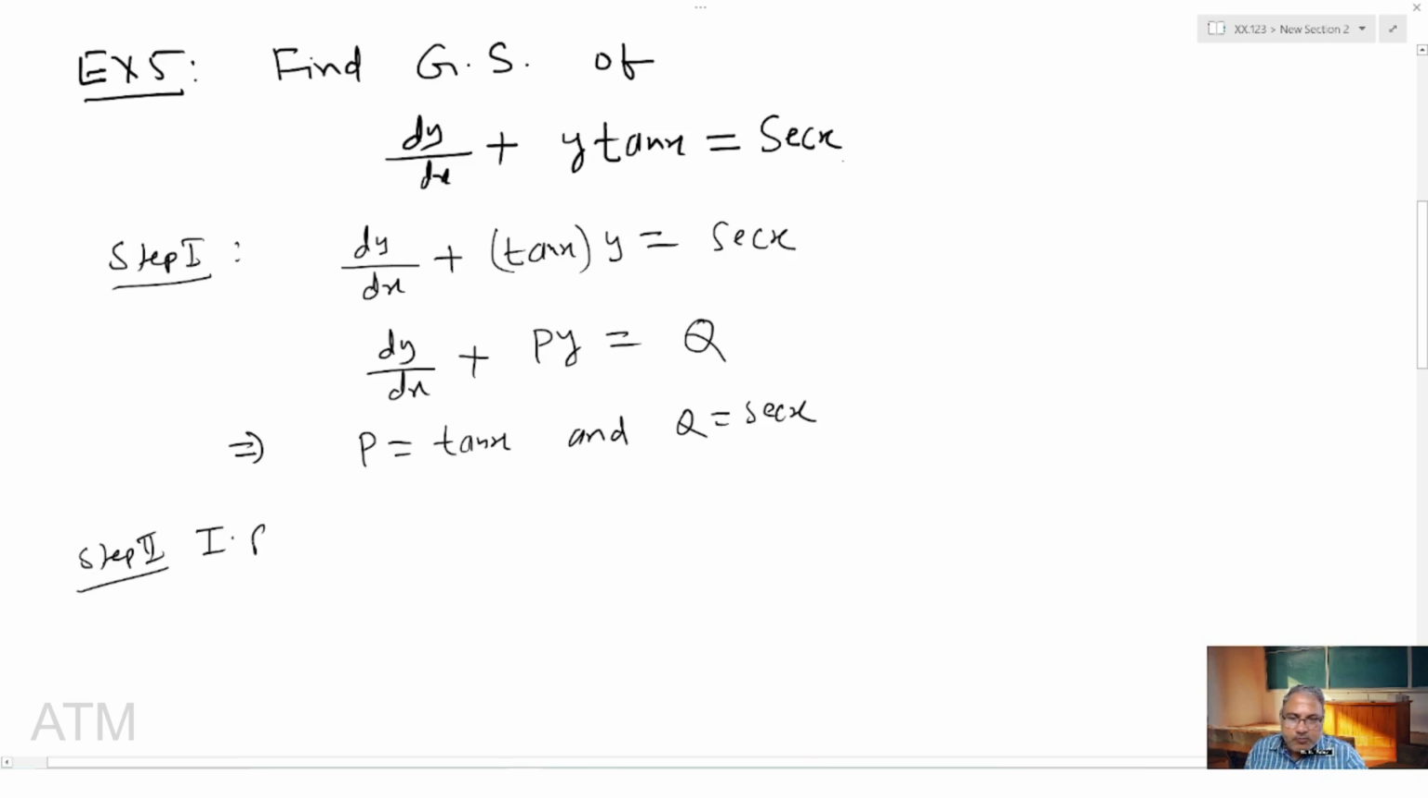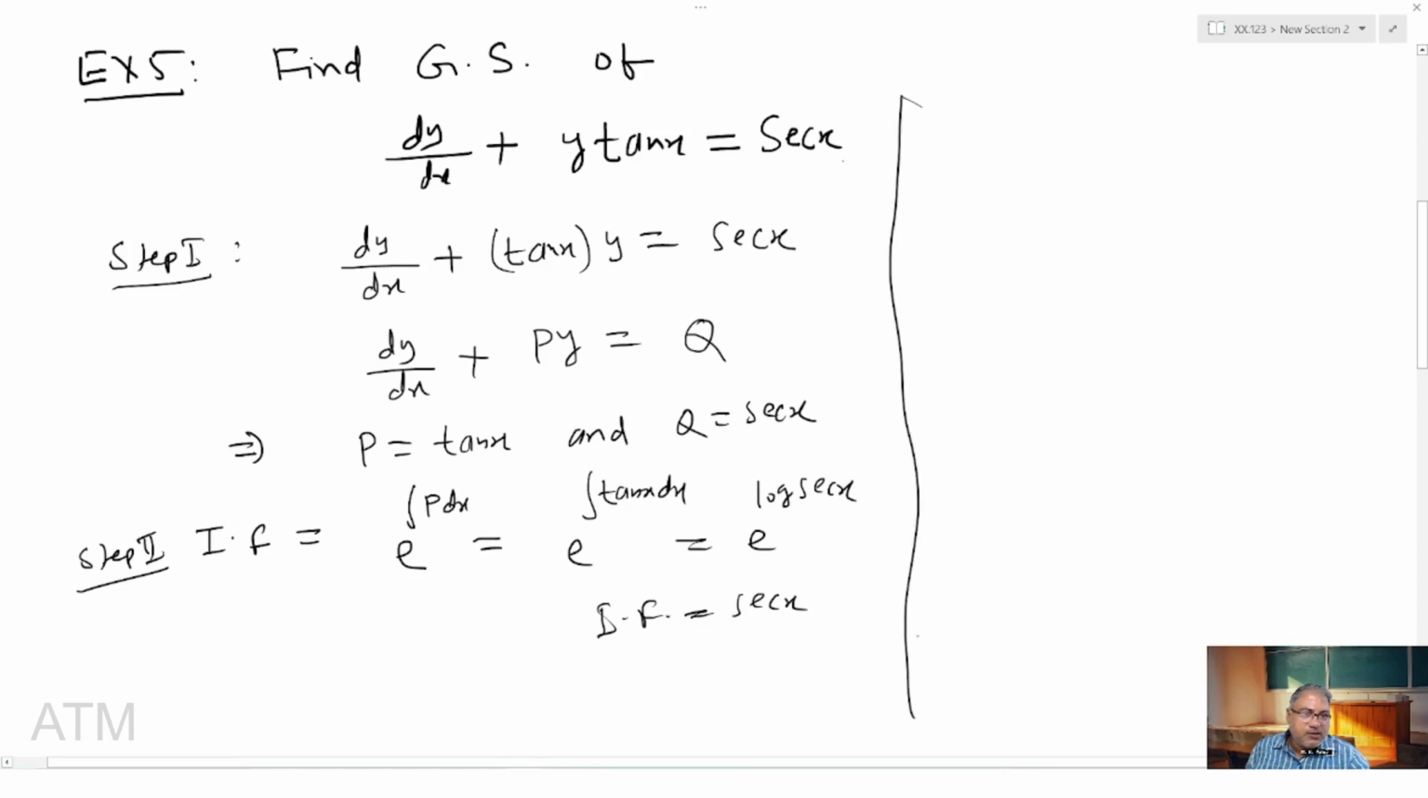Now the next step, step 2, is to find the integrating factor, that is e raised to the integration of P dx. What is P? P is tan x, and the integration of tan x is nothing but log sec x, so the integrating factor is sec x. After that, the general solution is y times the integrating factor equals the integration of Q times the integrating factor with respect to x, plus c.